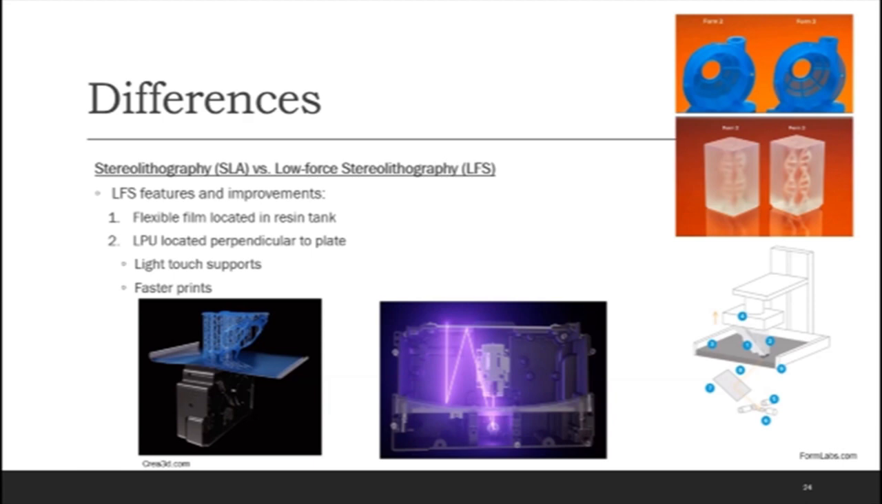So the bottom right, there's just a diagram that I wanted to include of how the regular SLA printer works. That's actually from the Form 2. And you always get that angle. The beam always cures at an angle for that. So you never get that clear layer stacking that you see on the Form 3.